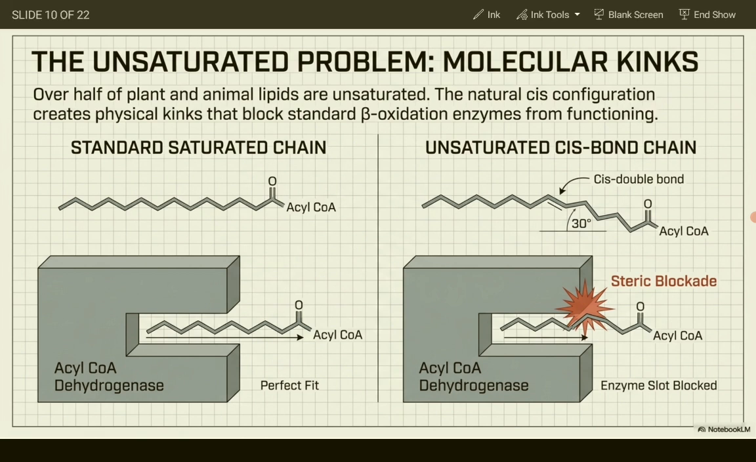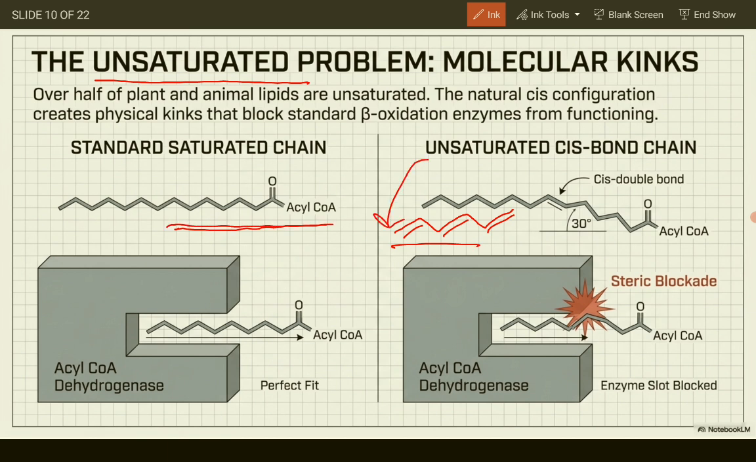Now moving on to the next slide, the unsaturated problem. Now we had already solved the problem where there is an odd chain of carbon, but what if the carbon chain is unsaturated? So saturated chains are generally straight, while in case of unsaturated, where there are double bonds, kinks are produced. These kinds of bends and kinks are produced in cases of unsaturated fatty acid.